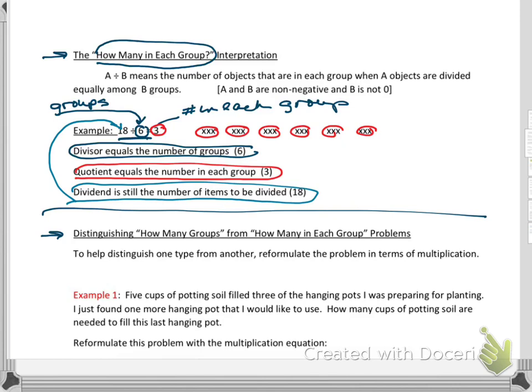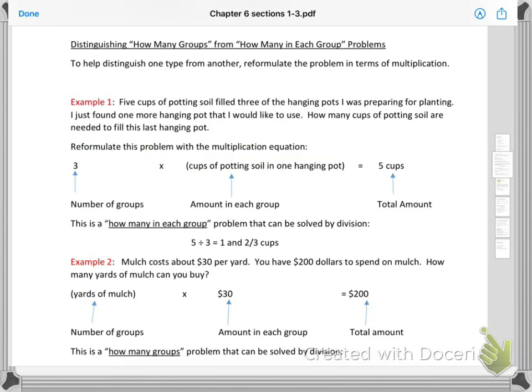So, for example, we start out with the example of the potting soil. So let's do this on the next page. Okay, distinguish how many groups from how many other groups. Here's my example. So 5 cups of potting soil filled 3 of the hanging pots I was preparing for planting. I just found 1 more hanging pot that I would like to use. How many cups of potting soil are needed to fill this last hanging pot?